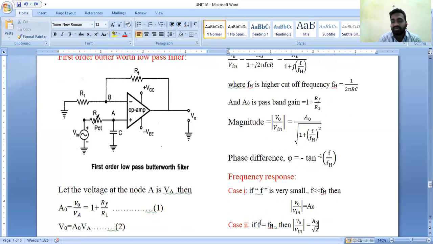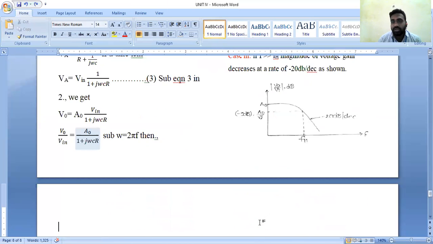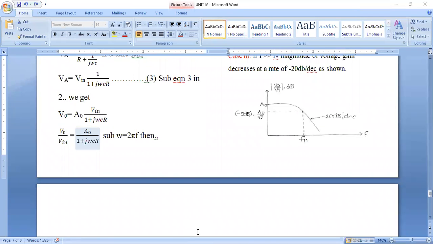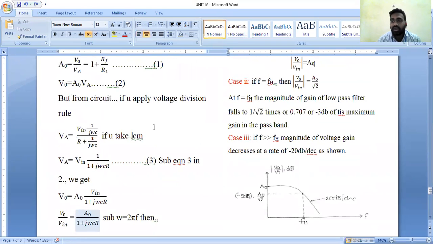So if we take the frequency response, this is the frequency response plot. Up to now we discussed the behavior of the transfer function. After discussing the behavior of the transfer function, if we plot and analyze the frequency response curve, on the y-axis we have gain, which is represented in decibels, and on the x-axis we have frequency.